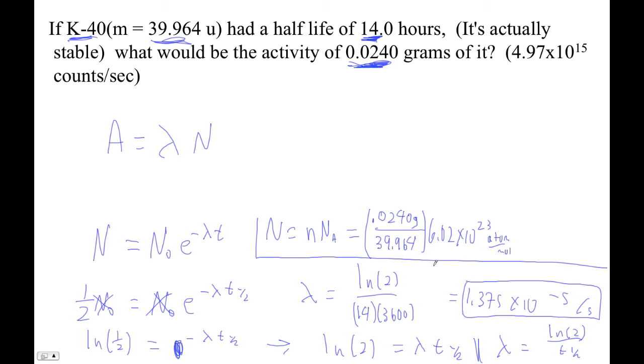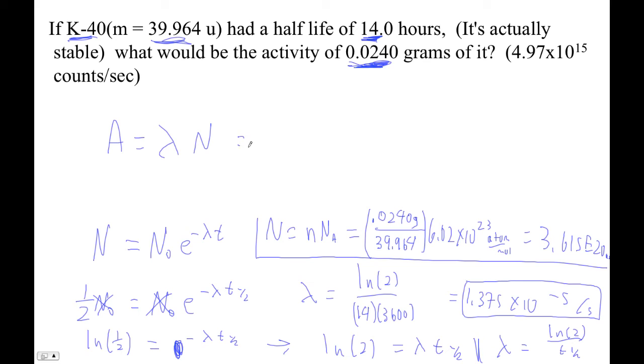Let's figure that out. Okay, so 0.024 divided by 39.964 times 6.02 e to the 23rd. That's a lot of atoms. I'm getting 3.615 E20 atoms.